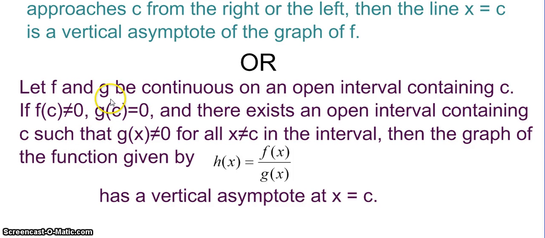Another definition is let f and g be continuous on an open interval containing c, where f of c does not equal 0 and g of c does equal 0, and there exists an open interval containing c such that g of x does not equal 0 for all x not equal to c in the interval. Then the graph of the function given by h of x equals f of x over g of x has a vertical asymptote at x equals c. This is a really long-winded way of saying if we have a rational function and the denominator equals 0 but the numerator does not, then we have a vertical asymptote.